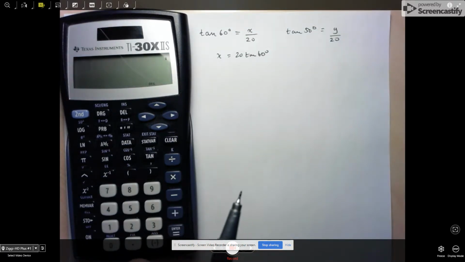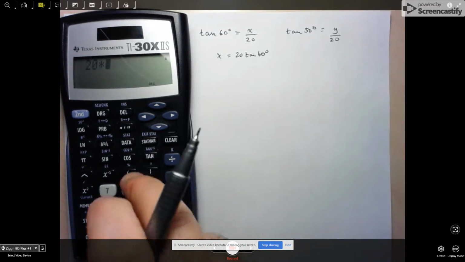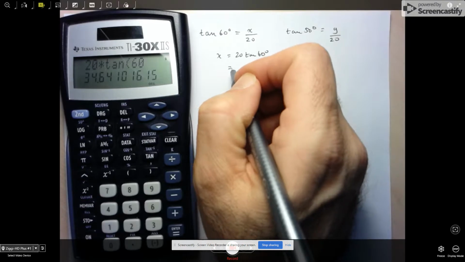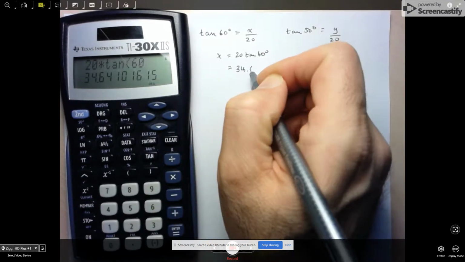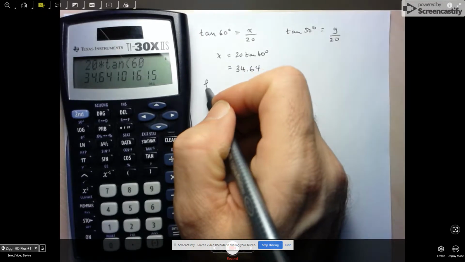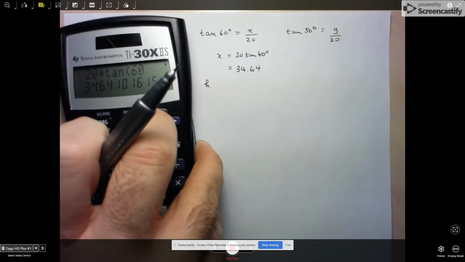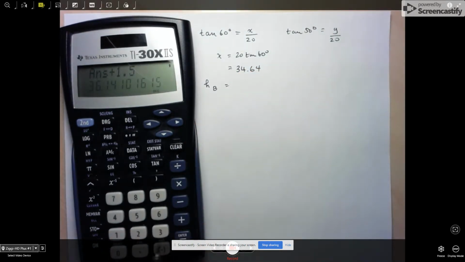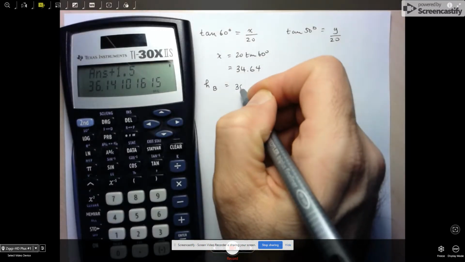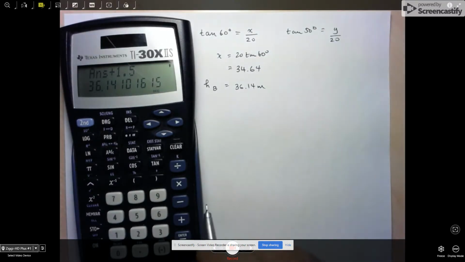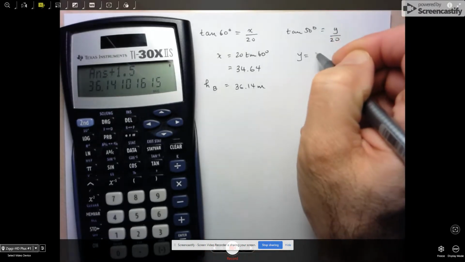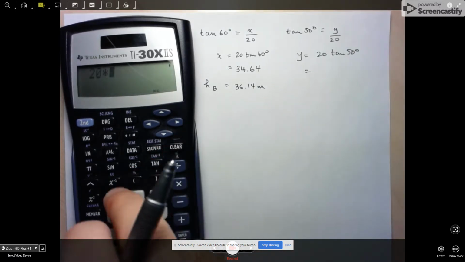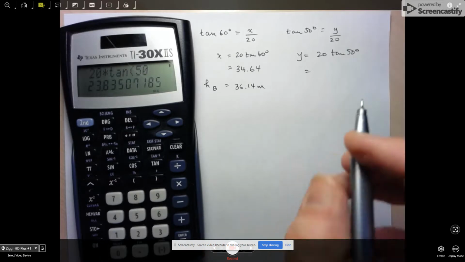Okay, so here we have 20 times tan 60, which is 34.64, and so here we can calculate the height of this is the blue jay tree, okay, and all we have to do is add 1.5 here. Okay, so 36.14, and everything's in meters. And now I'm going to do a similar thing here. Y is just equal to 20 times tan 50. All right, so that's 20 times tan 50 is 23.84.